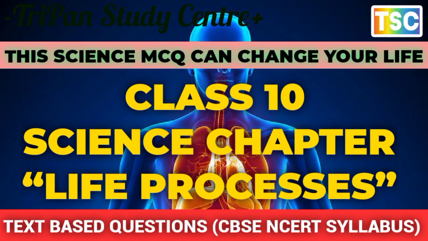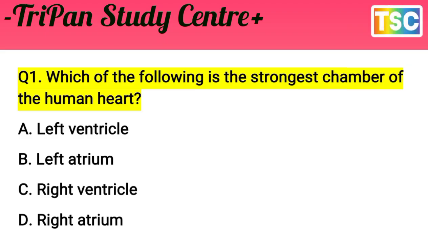Let's see the question on your screen. Which of the following is the strongest chamber of the human heart? This question is very interesting. Options: A, left ventricle; B, left atrium; C, right ventricle; and D, right atrium. That's an important question, and let's see the answer.